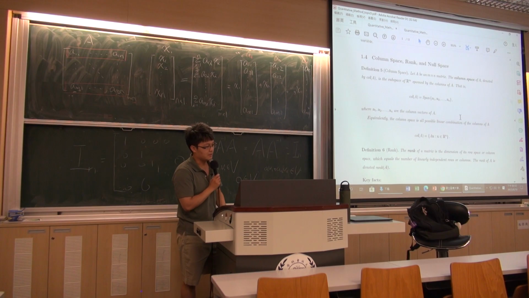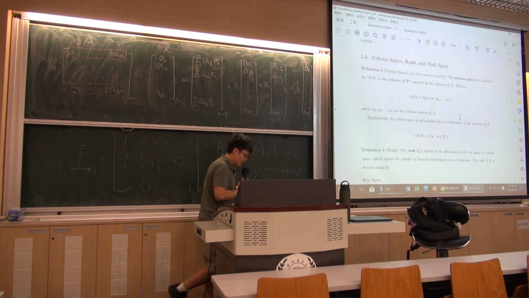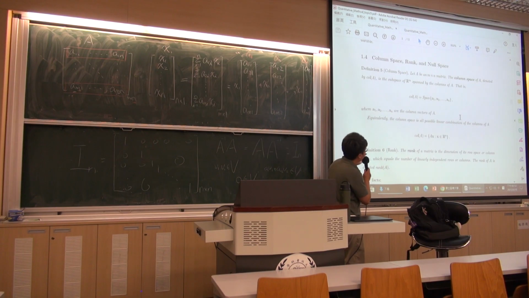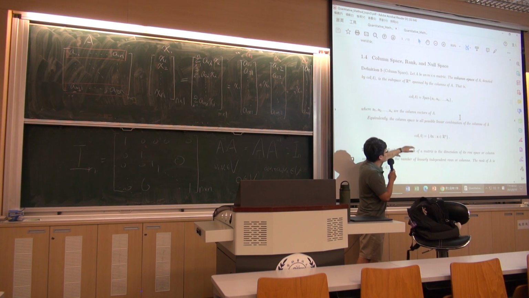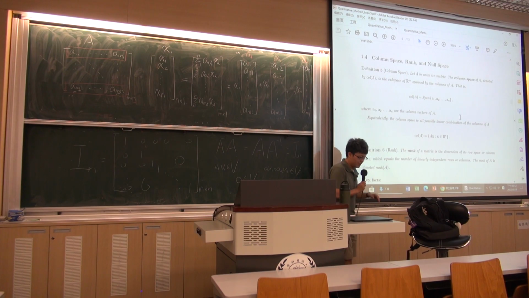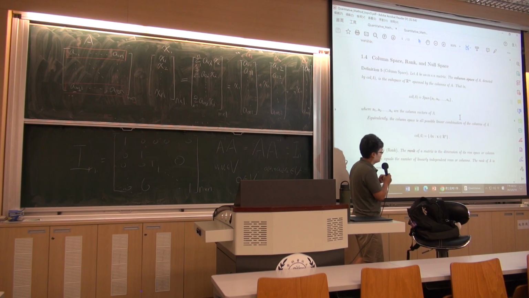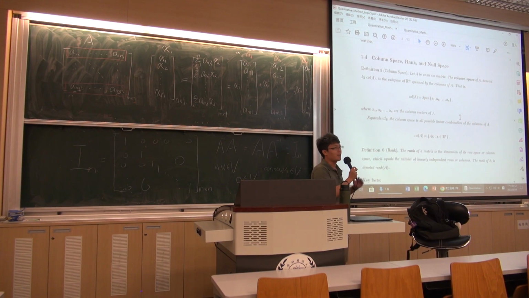Okay. And the second concept I want to refresh your memory on is the span. Span means that now I give you a bunch of vectors, which I denote as A over there. Then you take all the linear combinations among those vectors. The collection of those linear combinations is the space spanned by those vectors. Okay, so that's the column space here.